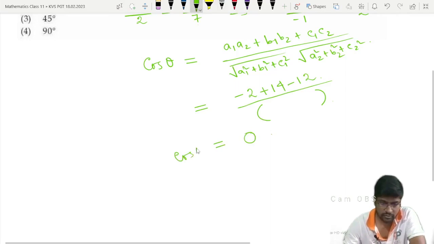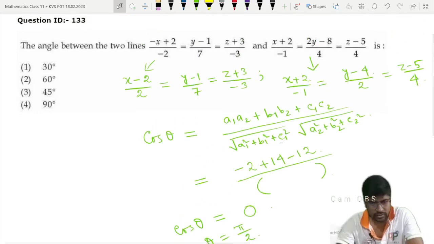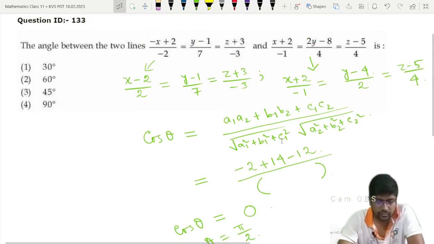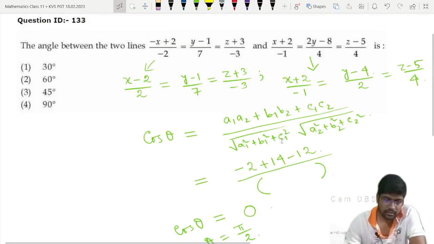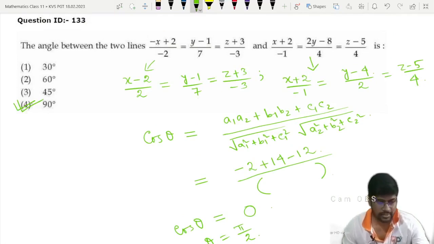So cos theta is equal to 0. Now that will give us theta is equal to pi by 2. So the straight lines are perpendicular to each other, pi by 2 or 90 degrees. So then which option will be correct? The angle between the two straight lines will be 90 degrees. Option 4 is the correct answer. So this is question number 133.